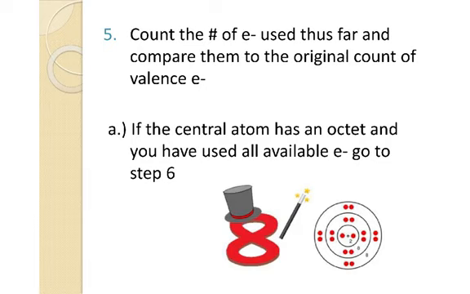Part A, or type A, I guess we would call it, is if the central atom has an octet and you've used up all available electrons from the count in step 1, you have completed your picture and you can go to step 6 and make your good copy. That's the easiest scenario.